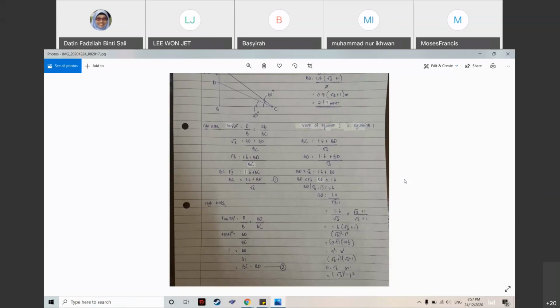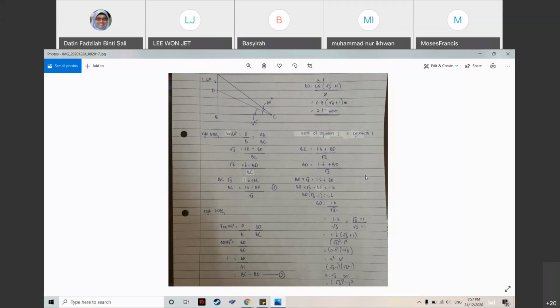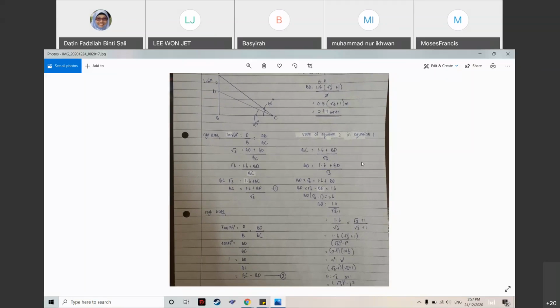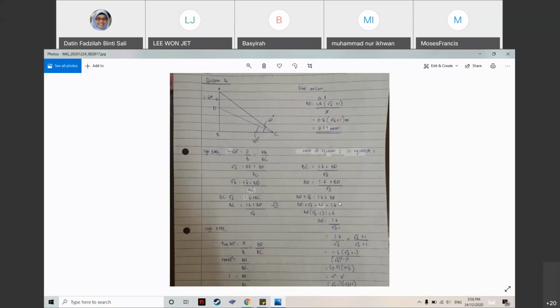Basically you just equate the two equations, then we can solve for BD. So BD equals 1.6 plus BD over √3. So that means BD equals 1.6 over √3 minus 1. We just need to compute. I hope people can see this.